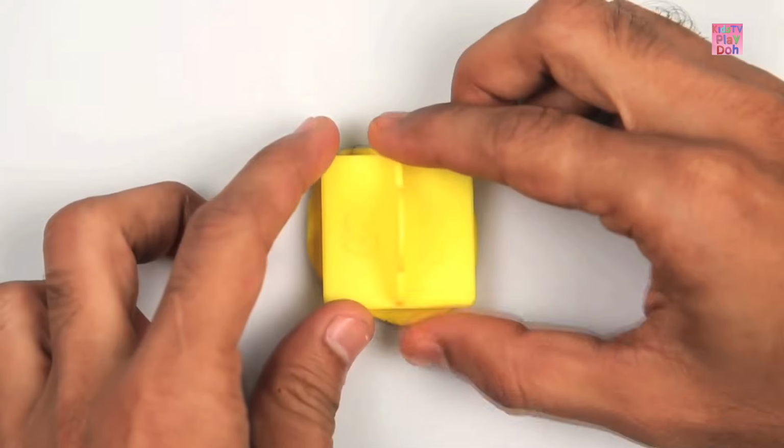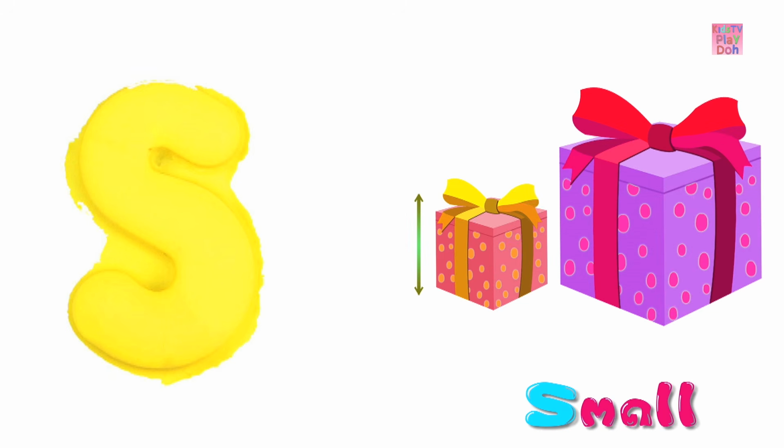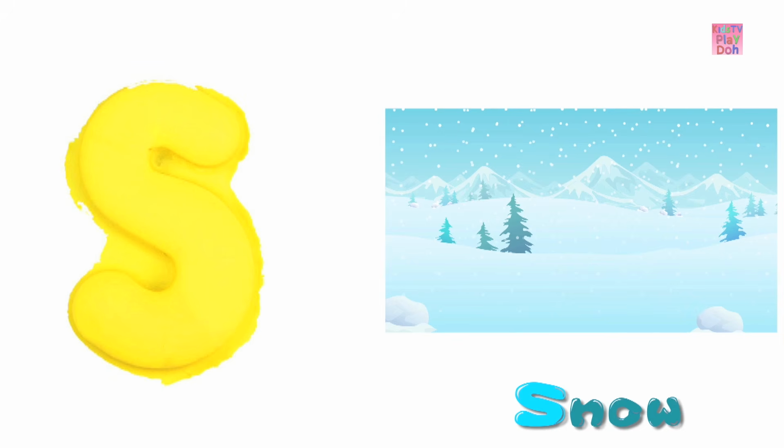Here comes the letter S. S. S is for seashore, seashore. S is for small, small. S is for snake, snake. S is for snow, snow.